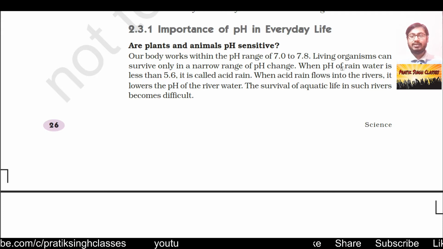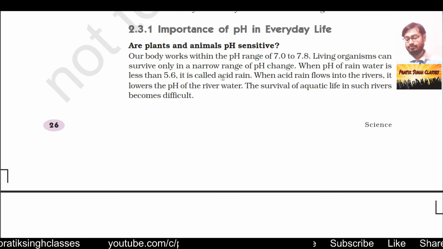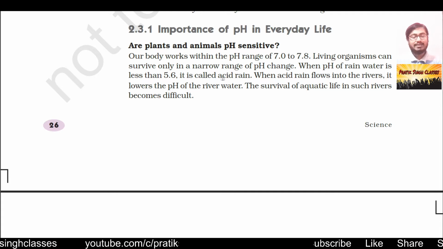When the pH of rainwater is less than 5.6, it is called acid rain, and mostly it happens in cities where pollution is very high. When acid rain flows into the rivers, it lowers the pH value of the river water, and so it changes the lifestyle of aquatic animals. The survival of aquatic life in such rivers becomes very difficult because they are very sensitive to pH.